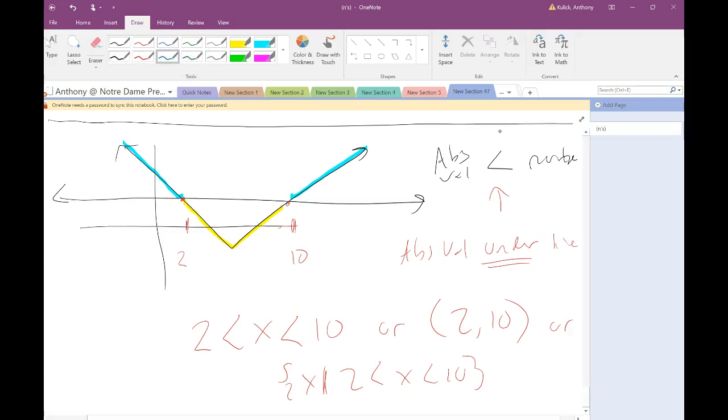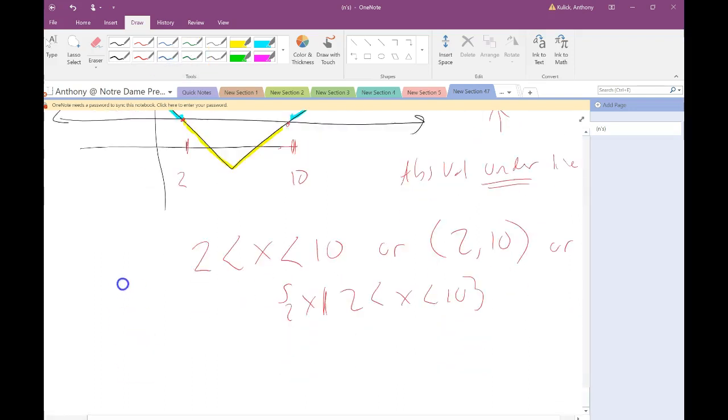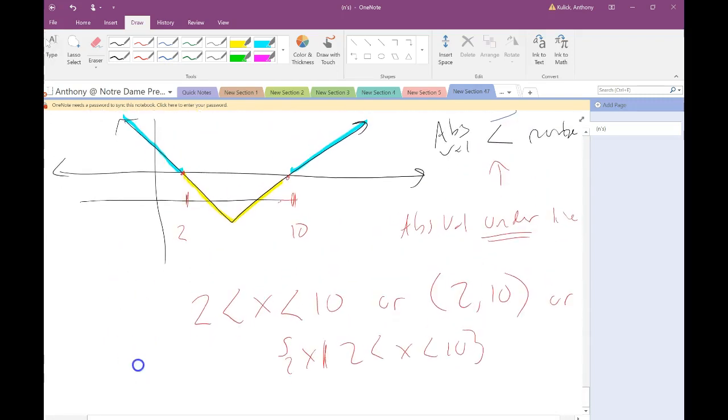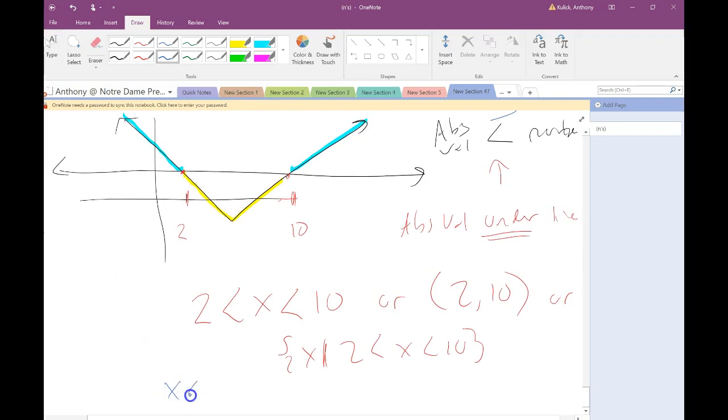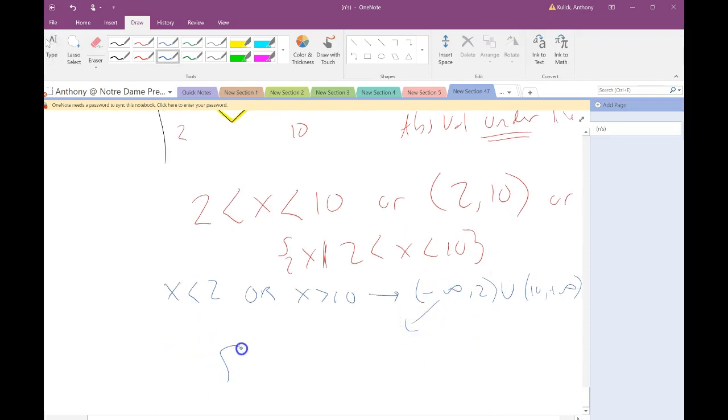If it was instead a greater than, we'd have two parts, right? We'd have x is less than 2 or x is greater than 10. Or if you wanted to write it as an interval, you do negative infinity to 2 union 10 to positive infinity. Or in set notation, the set of x's such that x is less than 2 or x is greater than 10. So any one of those notations is fine. Does that make sense to you there, Claudia?